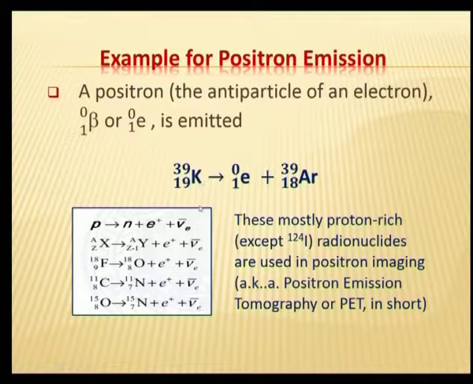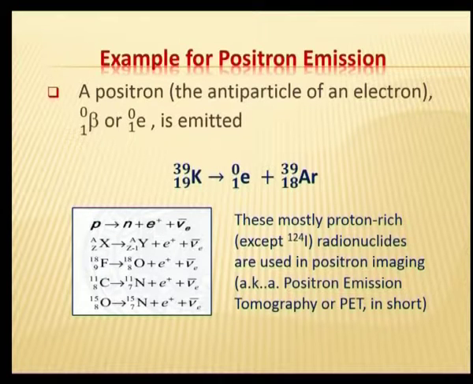So, these mostly proton rich radionuclides are used in positron imaging. Positron imaging is nothing but the PET scan, which is of immense use in oncology, in the field of cancer treatment. You screen the patient, you see the area where you have cancerous cells using positron emission tomography.